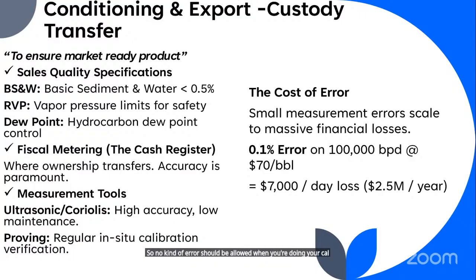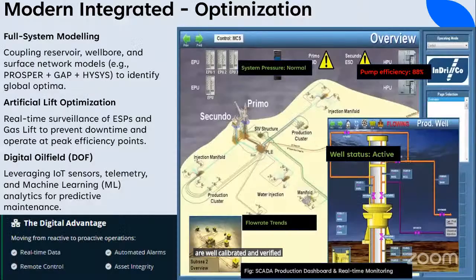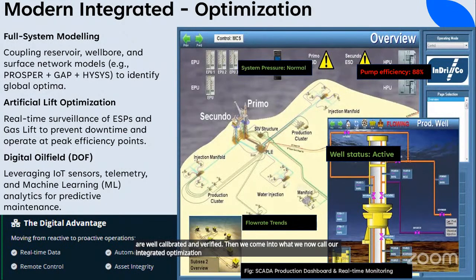So ensure your measuring tools are well calibrated and verified. Then we come into what we now call our integrated optimization. How is it done recently? How has optimization been done? How is it being done now, especially for those in the field?